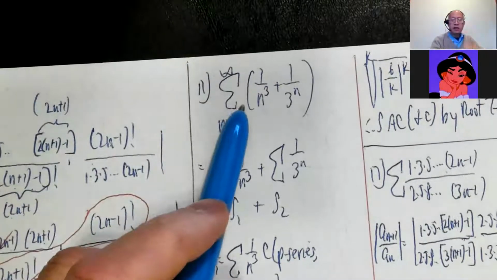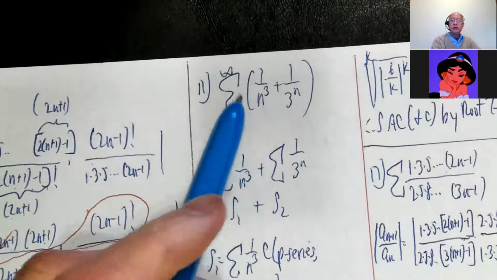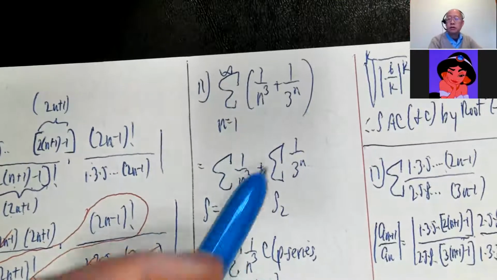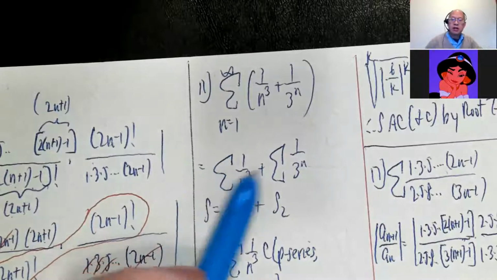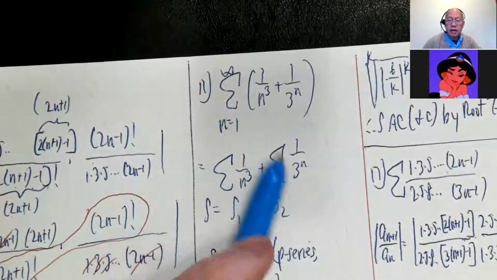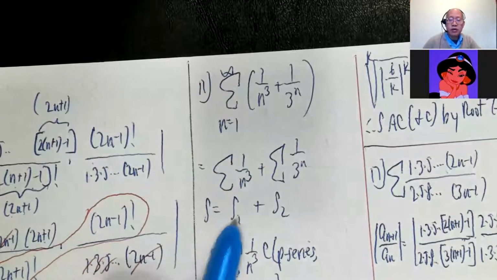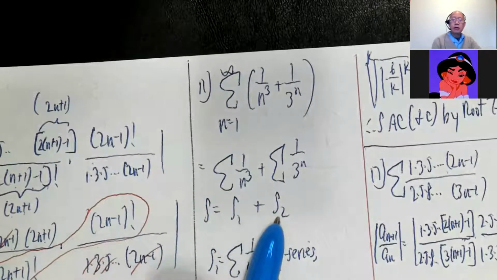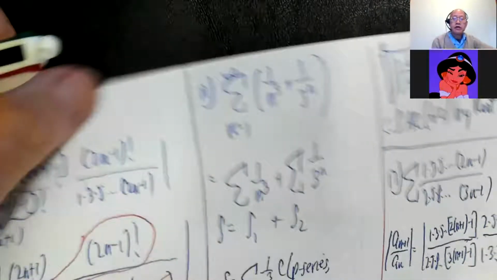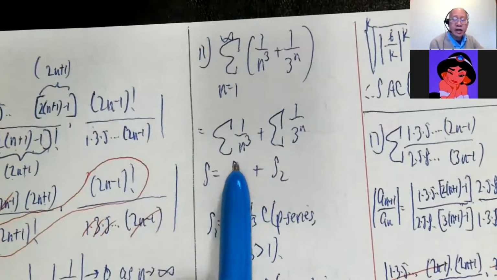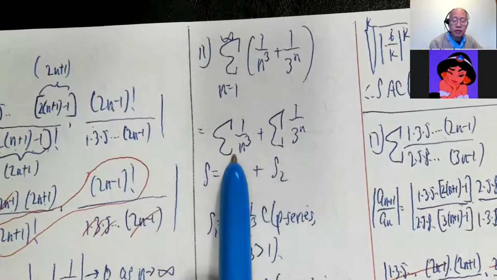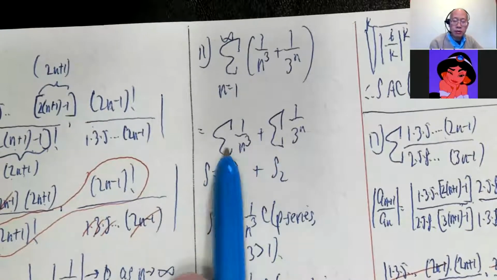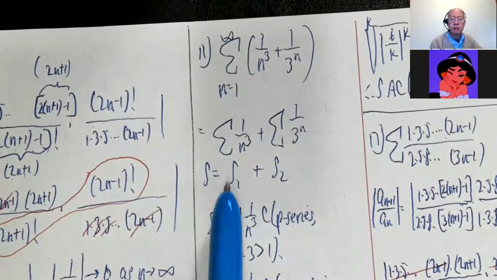Okay, summation 1 over n cubed plus 1 over 3 to the n. So this one you want to break it up into 2. Split it into 2. Summation 1 over n cubed plus summation 1 over 3 to the n. Okay, so I'll have S is equal to S1 plus S2, right? Interestingly enough, we're not even going to find S1, and we're not going to find S2. We just want to say that this converges. This converges. That means real number plus real number is a real number.